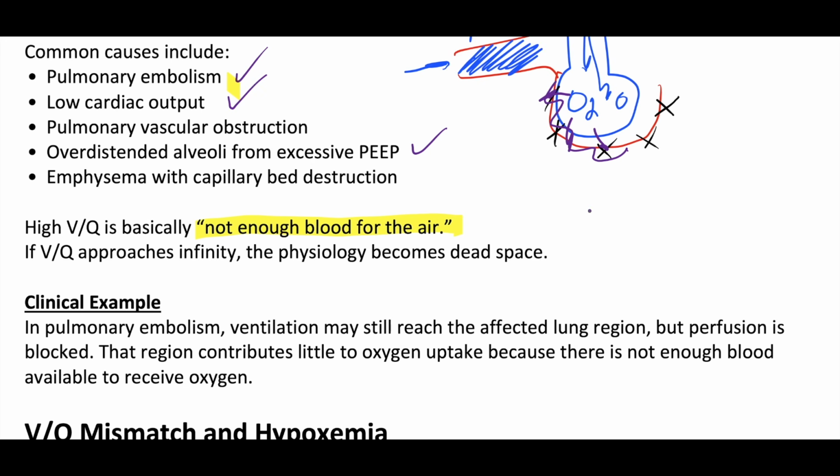If the VQ approaches infinity, this would be considered dead space, right? That essentially means that there is no blood flow. It's just dead space. There's air going in and out, but there's no blood flow at all.